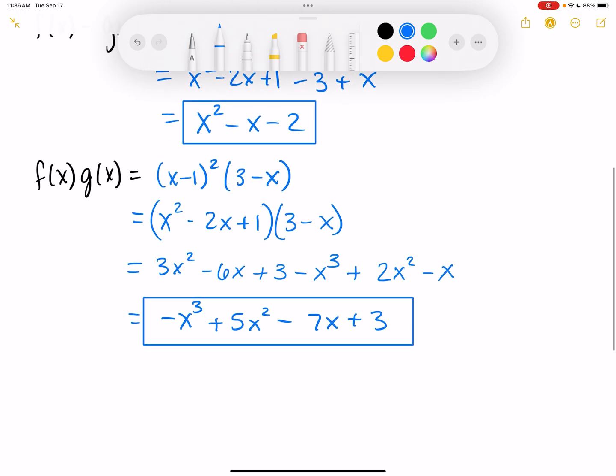Now, they also comment about writing what the domain of these functions are, but they're just all real numbers, so I'm not really doing that part of it. I'm not really worried about you doing that.